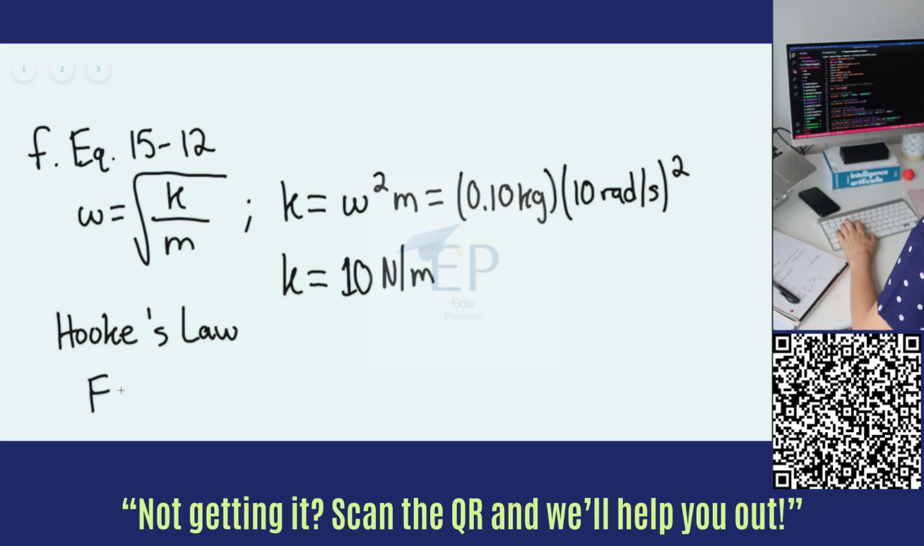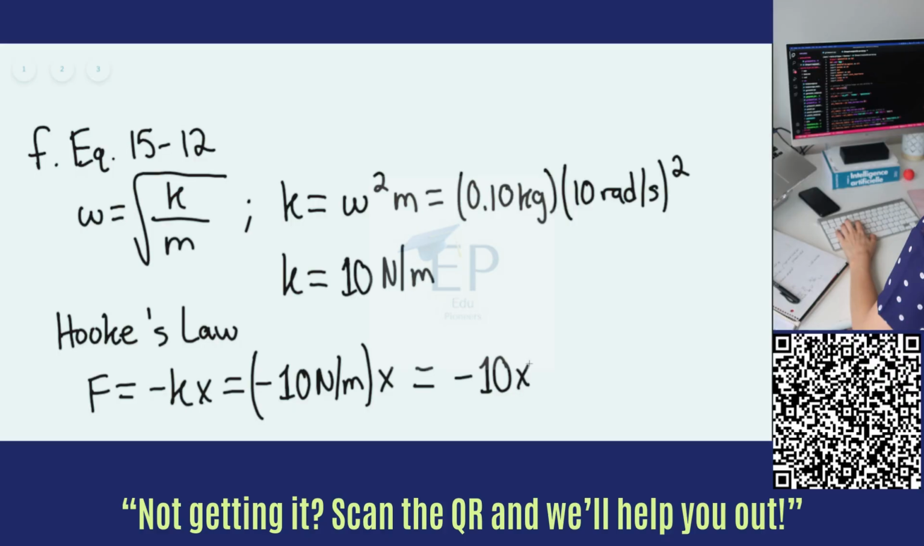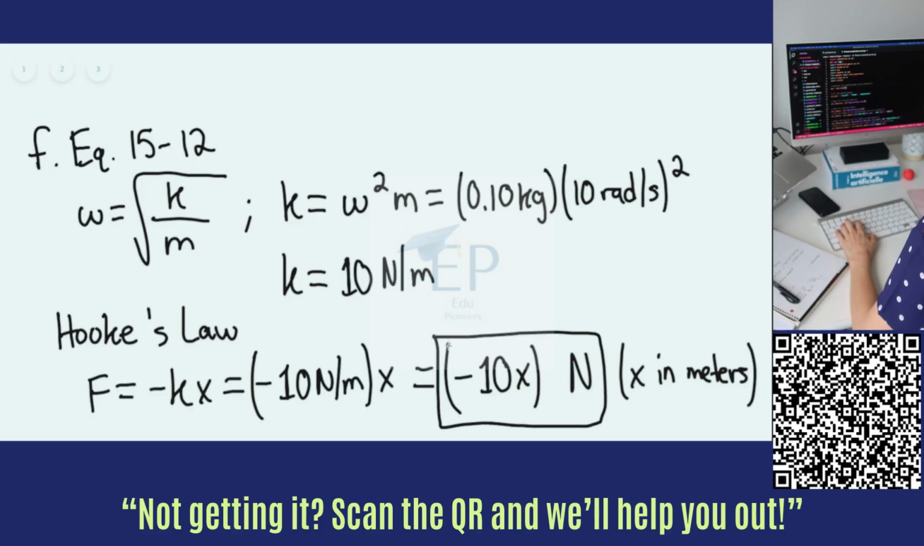and Hooke's law gives us the force is equaling negative the spring constant times x, and this is giving us negative 10 newtons per meter multiplied by x. And we can say that this is going to be negative 10x. The units here would be newtons, and x would of course be in meters. So we can say x in meters. This would be our final answer for part F. That is the end of the solution.